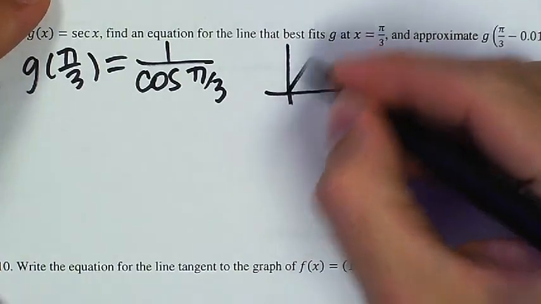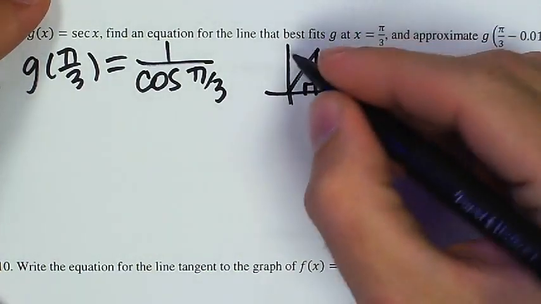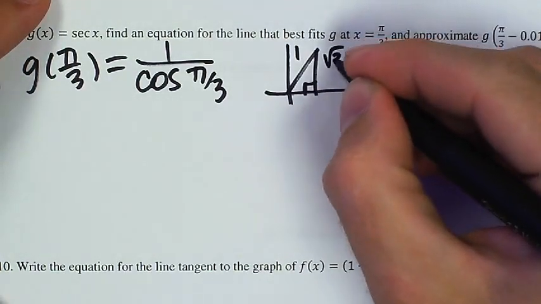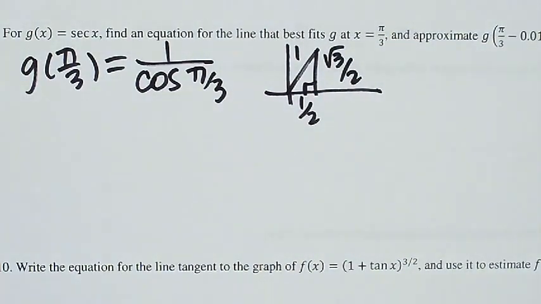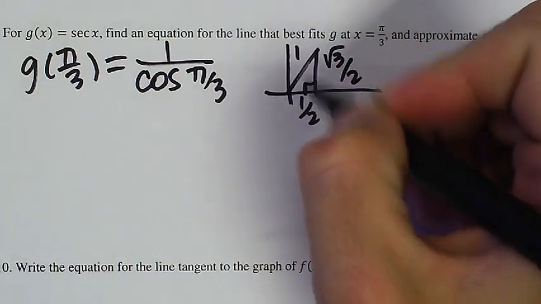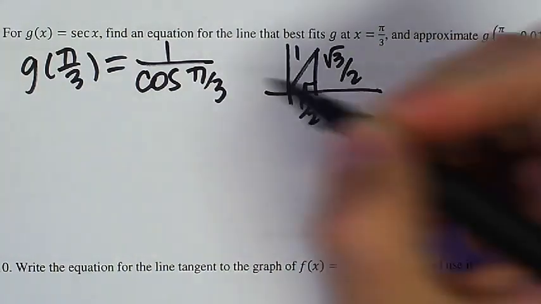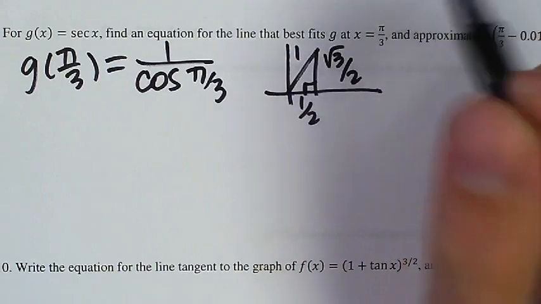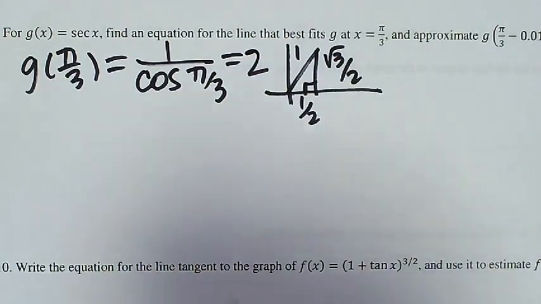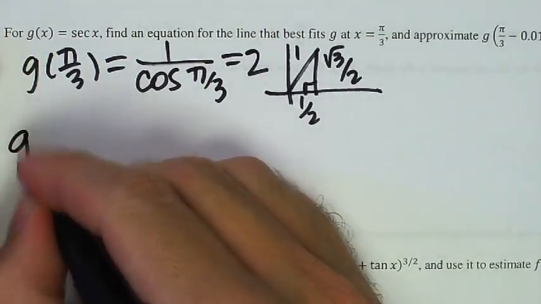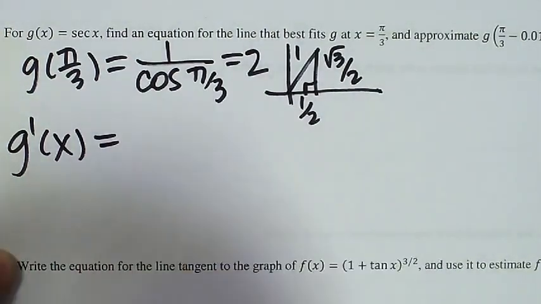Pi over 3 sits at that 60-degree reference angle, so it'll have hypotenuse 1, long leg root 3 over 2, and short leg 1/2, just like all 30, 60, 90 triangles that have hypotenuse 1, or that are on the unit circle. And I know that cosine in this situation is 1/2, and so secant will be 1 over 1/2, which is 2. Then the slope will be g prime of x.